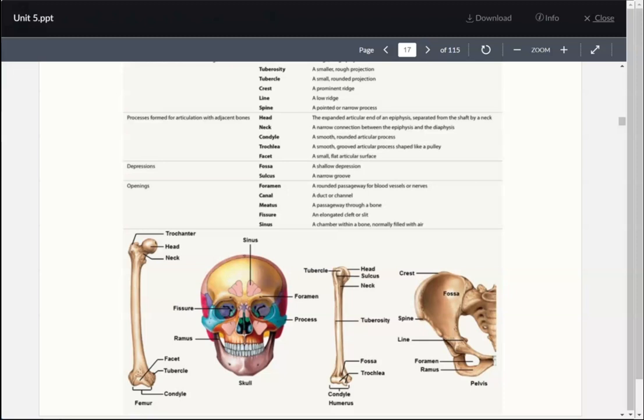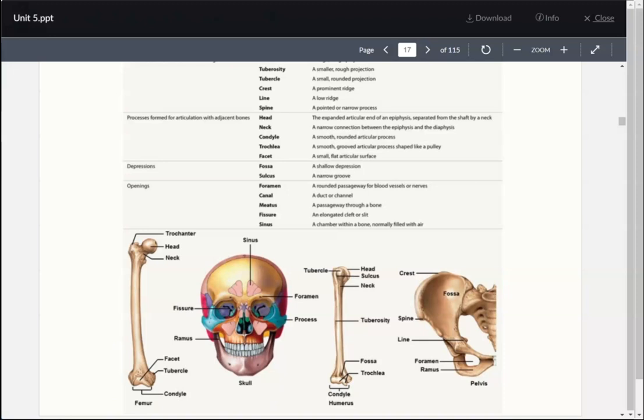Trochlea are smooth grooved articular processes. They're going to be shaped like pulleys. For instance, this guy right here. Facets are small flat articular surfaces. So as you're seeing here, okay, we have bumps and we have divots, but are they involved in an articular process, or are they just a connection point for a tendon or ligament? That's going to be one of the distinct features here.